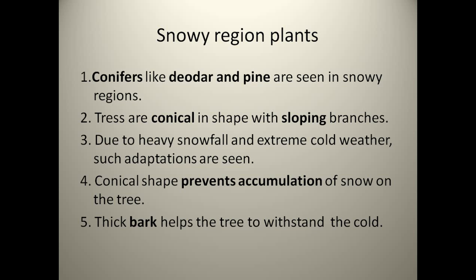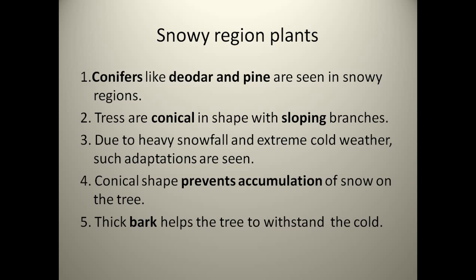Okay, so, some points I have given you related to the snowy region plants: conifers like deodar and pine. So, deodar and pine are known as coniferous types of plants. Conifers like deodar and pine are seen in snowy regions. Okay, mainly these two trees are seen in a snowy region. Trees are conical in shape with sloping branches. You can see, like a Christmas tree, right? Trees are conical in shape. Conical, always conical shape. Okay, it's not like a mango tree, a broad mango tree.